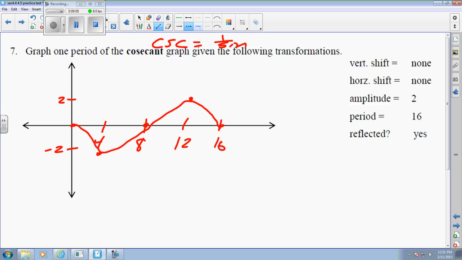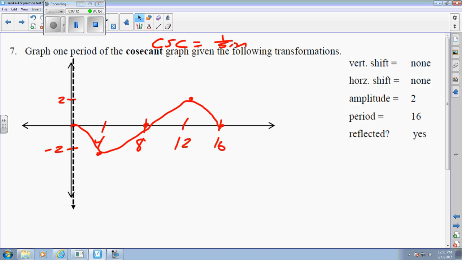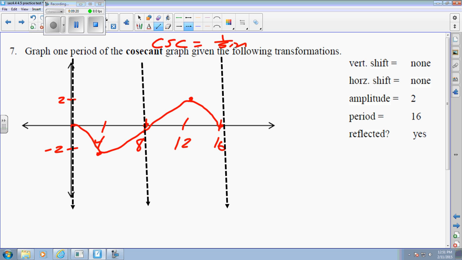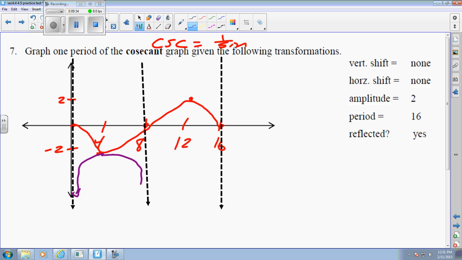We know that every time the sine goes through 0, we're going to get a vertical asymptote. Let's move that over just a little bit. And a vertical asymptote at 8, and a vertical asymptote at 16. So we have vertical asymptotes there, and our cosecant graph is actually going to be the one in purple. And it's going to start from these and go down following the asymptotes, and going up from that point and following the asymptotes.